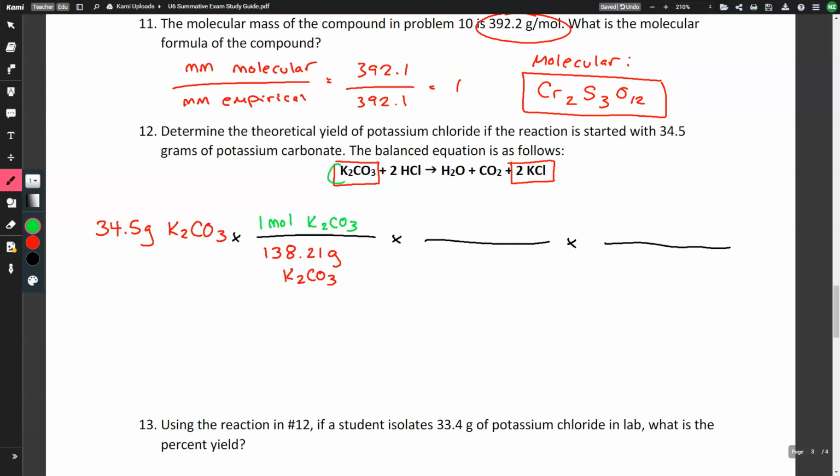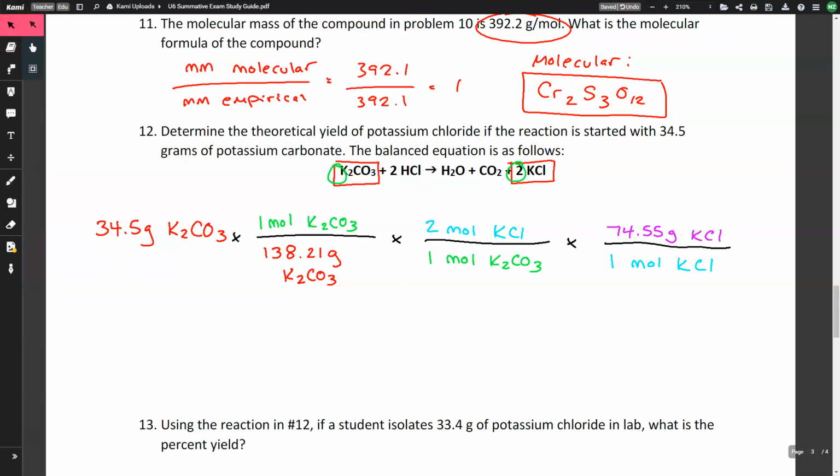Now, coefficient-wise, we're going to need to do a mole ratio here. There's no number there, and we have a 2 here. For every 1 mole of potassium carbonate, we have 2 moles of potassium chloride. Now we need to determine the number of grams of potassium chloride. For every 1 mole of potassium chloride, we are going to have its molar mass, which is 74.55 grams of potassium chloride.